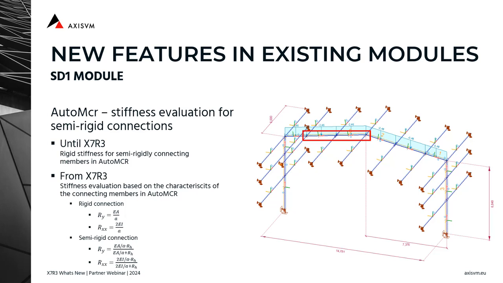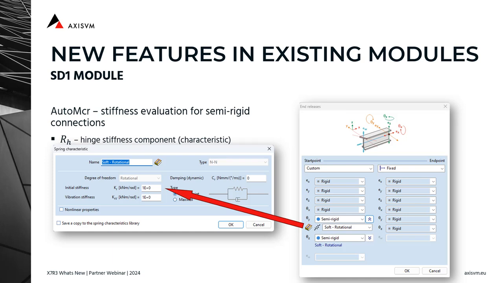The implemented correlations are highlighted on this slide. The RH coefficient in the formulas is the hinge stiffness component. Interpretation of this can be seen here. During defining these spring characteristics, beside the initial stiffness, the vibration stiffness can also be given. These stiffnesses can be set when defining the line element. The AutoMCR PDF guide covering the theoretical background and application of the function has been updated on our website as well.